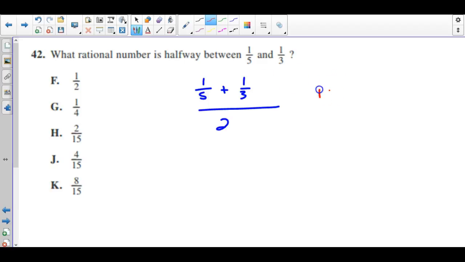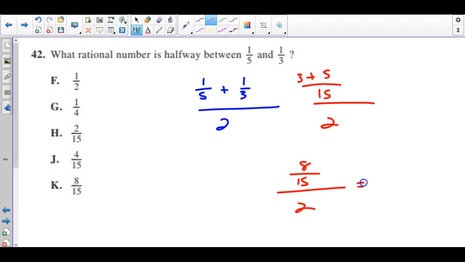So my common denominator, I guess I could bring this whole thing over. My common denominator would be 15. 5 needs to be multiplied by 3. The 3 needs to be multiplied by 5. So what I really have is 8 over 15 over 2, which is really equal to 8 over 30, because this 15 would multiply on the denominator. And then by simplifying this fraction, I would get 4 over 15.